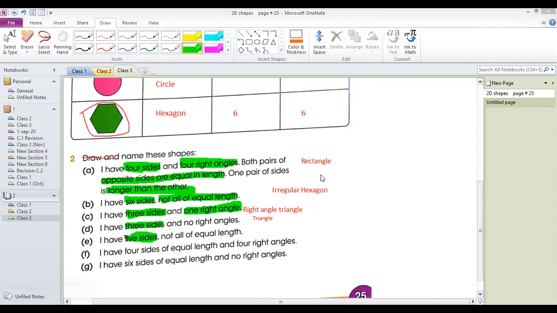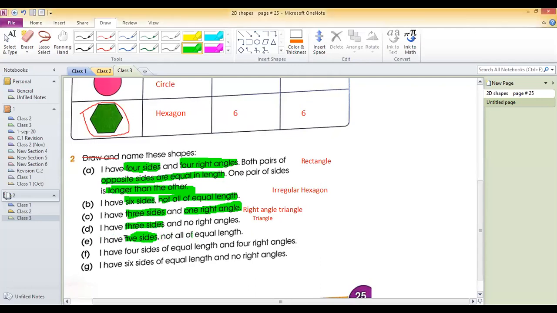Irregular pentagon. Pentagon. Pentagon, sir. Okay, leave aside regular or irregular first. I did not read "not all equal length" yet. I am just reading up to "I have five sides." I am asking which 2D shape has five sides. Just tell me the answer of this. Which 2D shape has five sides? Pentagon. Very good. Now I will read further.